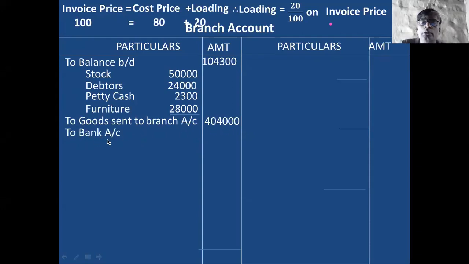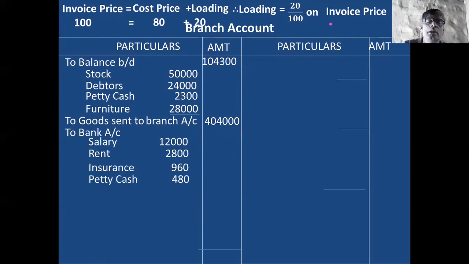Third item, bank, cash paid by head office to branch. Third item, salary is there, rent is there, insurance is there, petty cash is there. There are 4 items. So you take the total. Total is 16,240. 16,240 is the total of bank. Then fourth item, RDD. RDD is not in the problem.